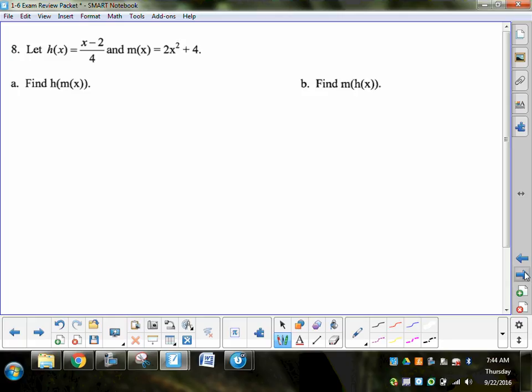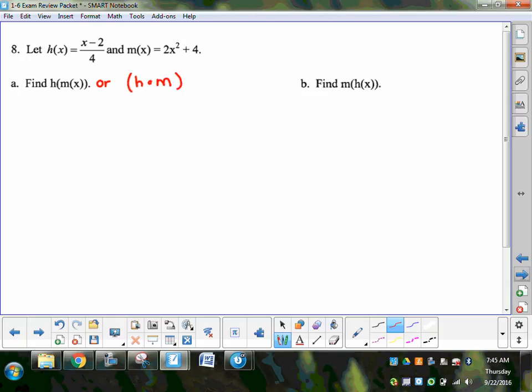There is my h of x, and there is my m of x. And what we're in charge of is taking h of m of x and taking m of h of x. By the way, there's another way that we could be writing this, and in parentheses it looks like h-o-m. If it's an open circle, it's a composition of functions, and you're plugging one into the other.